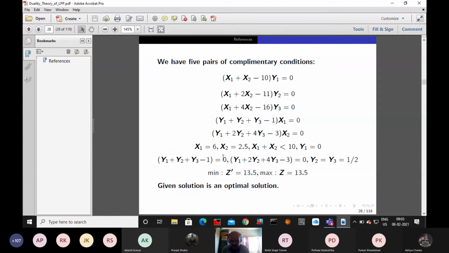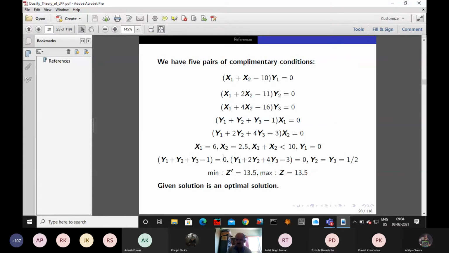Second one, x1 plus 2x2 minus 11 into y2 equal to 0. That is also true. Then x1 plus 4x2 minus 16 into y3 equal to 0. This constant, primal constant, dual variables, they are connected. Further, dual constant, primal variables. How? y1 plus y2 plus y3 minus 1 into x1 equal to 0. y1 plus 2y2 plus 4y3 minus 3 into x2 equal to 0.